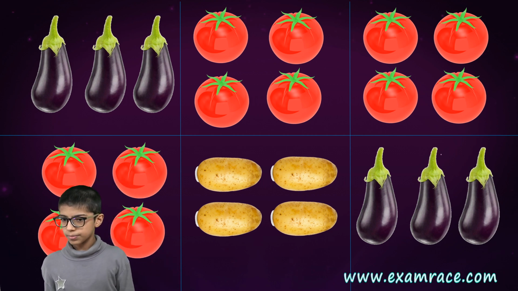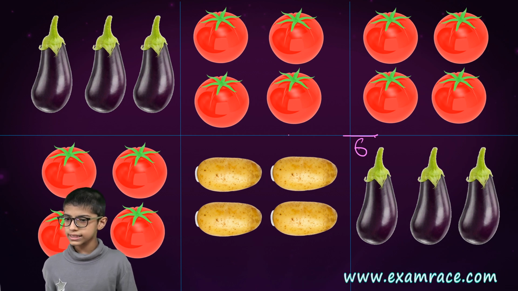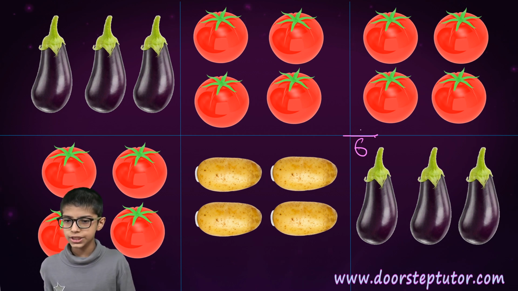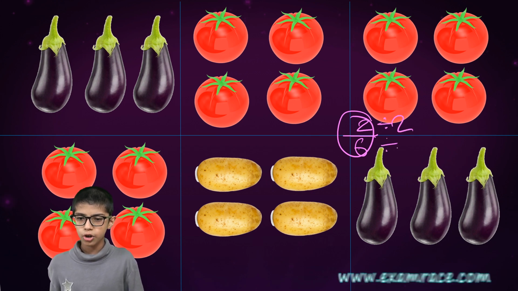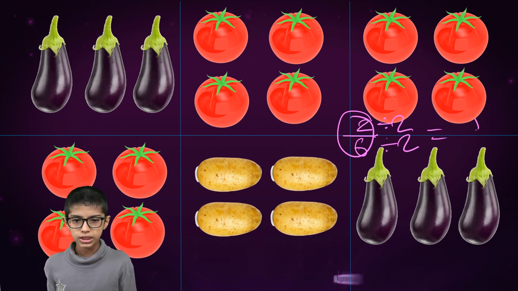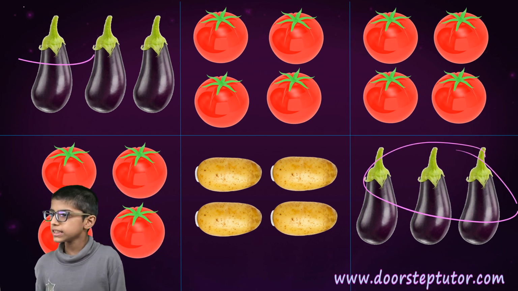It is very simple. Total number of parts, which is 6. And out of 6, the number of parts which have brinjal, 2 by 6. Now we divide numerator and denominator by 2, which gives us 1 by 3. Therefore, 1/3 of the field has brinjals in it.